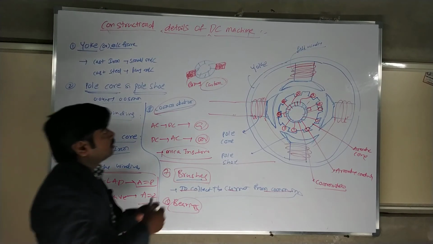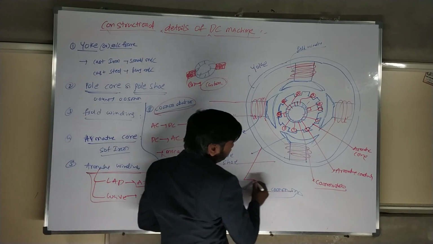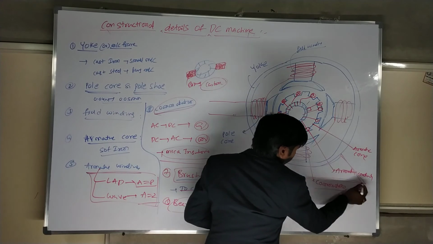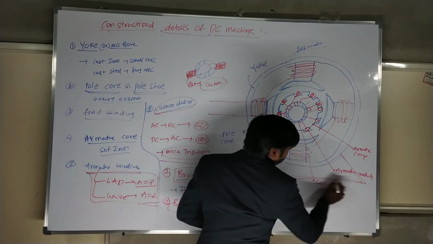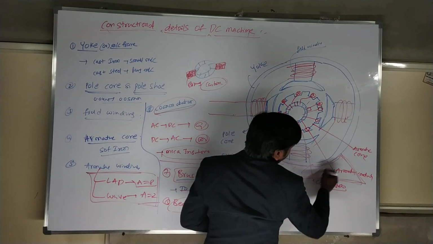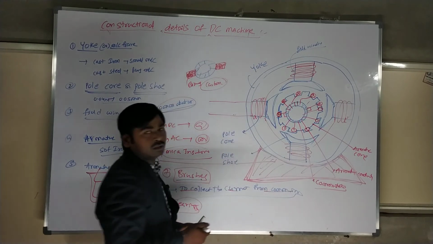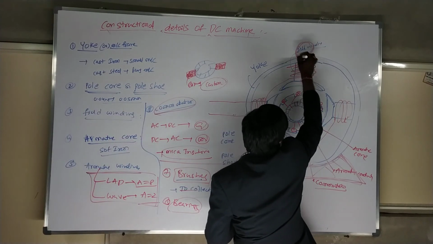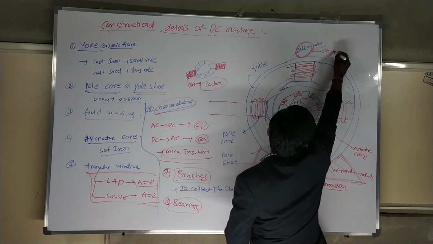Last thing, there is also the frame. The DC machine frame is the inner top and bottom part. This is the bottom, supporting the DC motor. Next we also have an eye bolt. The eye bolt should be at the top over here. We can write eye bolt.